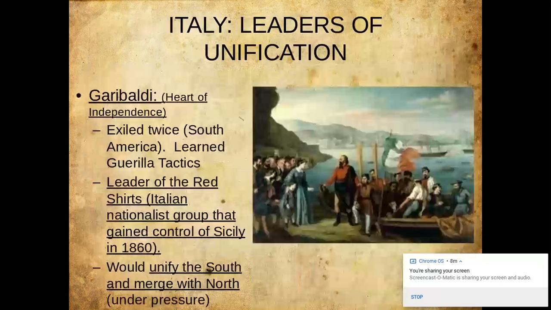Garibaldi was the heart. He was the warrior. He was exiled twice for his nationalistic beliefs. He spent some time in South America where he learned some guerrilla tactics. When he came back to Italy to rejoin the nationalist movements, he implemented things he learned, such as guerrilla warfare. His followers were known as the Red Shirts, and they used these guerrilla tactics to really hurt Austria and other foreign powers, crippling them. Ultimately, many of the battles he led, he won. Those victories helped unify the North and the South, which eventually led to that movement.